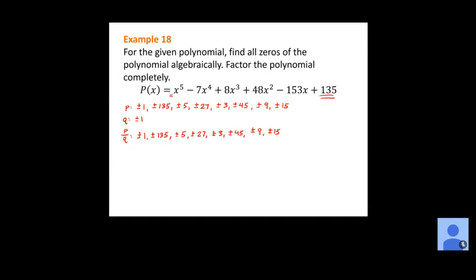All right, good. So now we can look at the graph, just determine which ones we even want to check, and then we can use synthetic division to check those, right? So I'm going to put this in Desmos. If you have a graphing calculator and want to do this also, you can. I'll share this graph so we can look at it together. So we have x to the 5th minus 7x to the 4th plus 8x cubed plus 48x squared minus 153x plus 135. Okay.